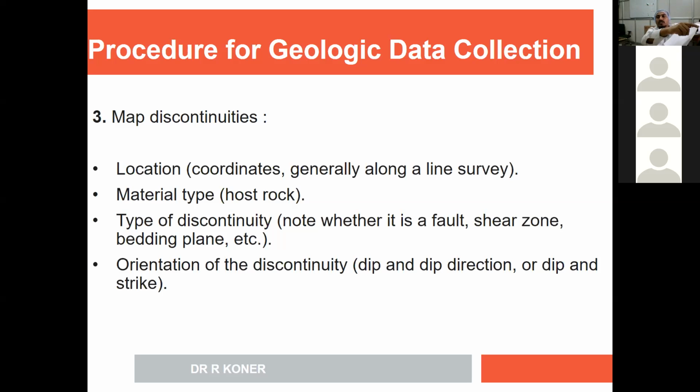Similarly, this strike is also making a direction with the true north. So the difference between the strike direction and the dip direction is 90 degrees, because these two are mutually perpendicular. Is it understood? Is it clear? Yes, sir.